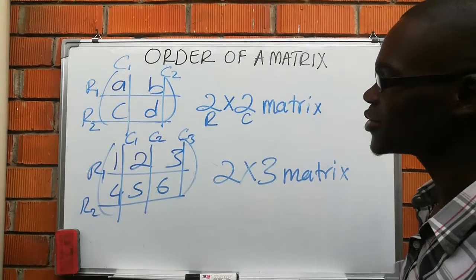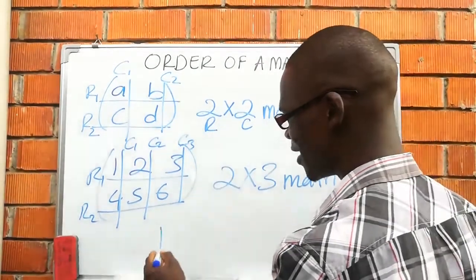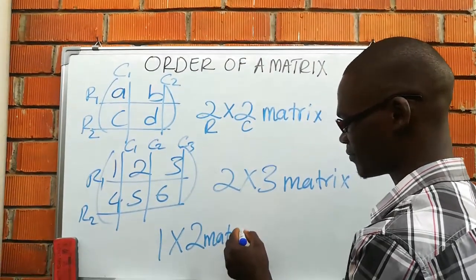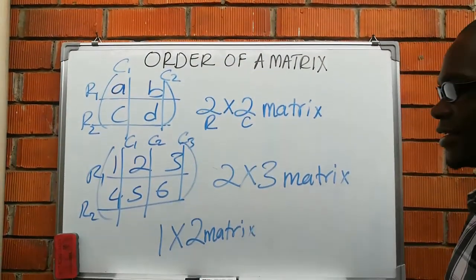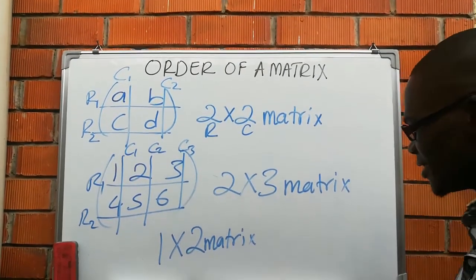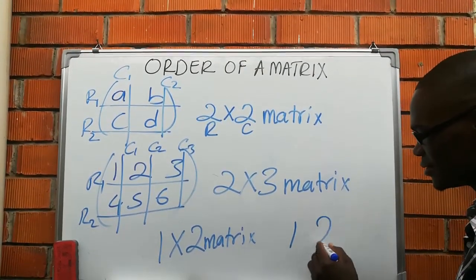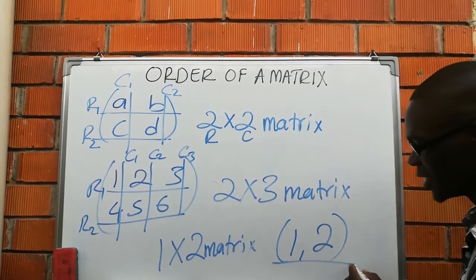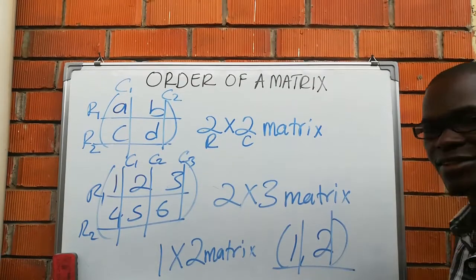We can also have a 1 by 2 matrix. That means that it has 1 row and 2 columns. That is to say, 1, 2. This is a 1 by 2 matrix. 1 row and 2 columns.